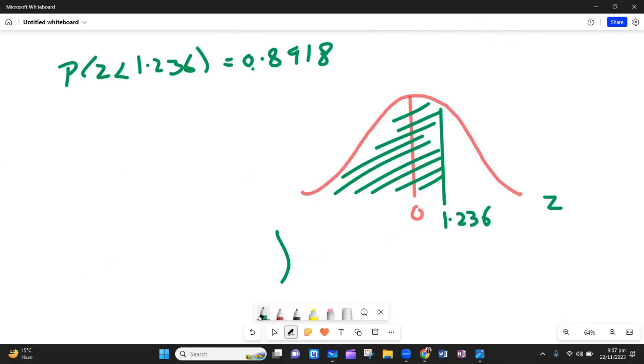Okay. Now we're changing the question to probability Z is greater than or equal to 1.236. Greater than or less than does not make any difference. Okay, before this, we should practice Z is less than minus 1.236.